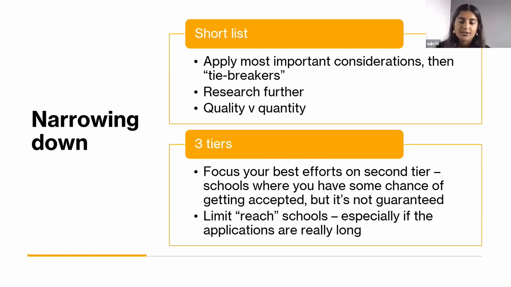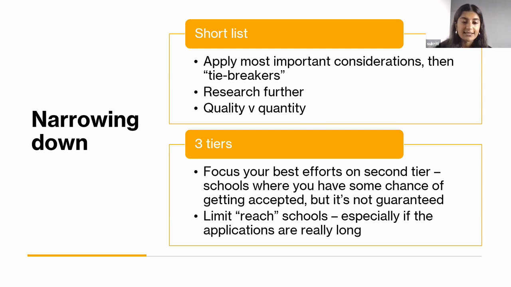And next, you can organize your list in 3 tiers, which might help you narrow down your list as well. You would want the first tier to be schools that you're pretty sure you're going to get into, and you don't have to spend that much time on the application, but you make sure you get a few of those in. So for sure, if you want to pursue higher education, you will have a place to do that.